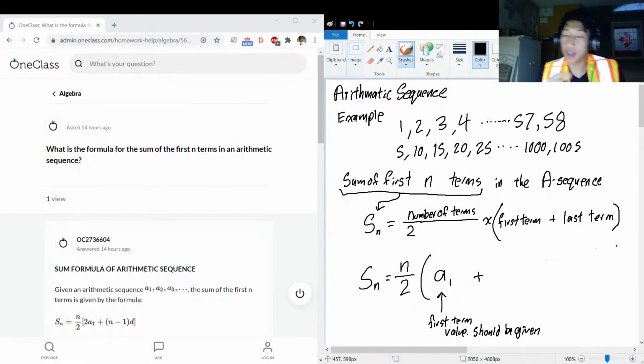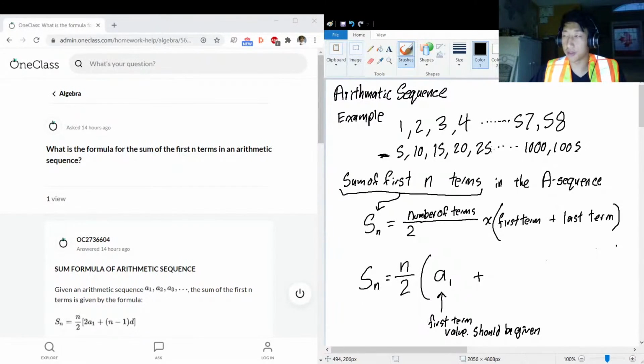Plus, how do we find the last term? Well, let's think about this for a second. To go from term to term, we're adding a certain amount every time. So to get the next term in the sequence here, to go from term to term, we're adding 5. We start at 5, that's our first term. Our second term is 5 plus 5. Our fifth term is going to be our initial term plus 4 times 5, so 20.